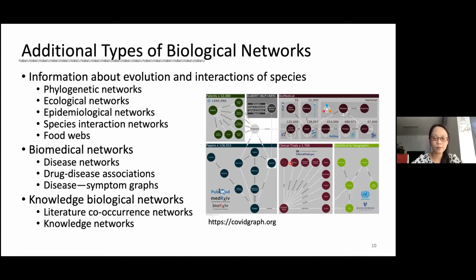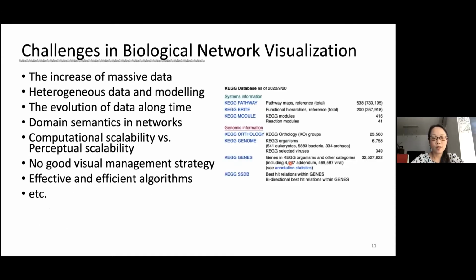They are also very different scales of network. And why is this a challenge? Because of the increase of data. As you can see, KEGG actually is one of the most popular pathway databases. Since last year, they have over 700,000 reactions recorded in the database.